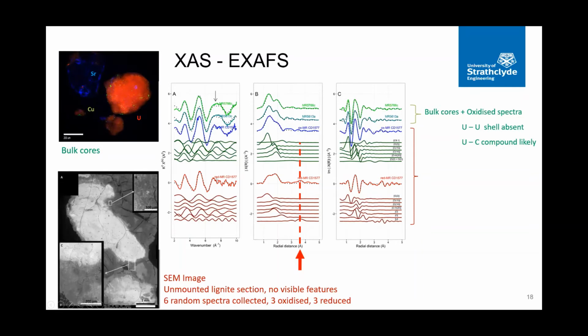In the reduced spectra, however, we see the hint of a uranium shell where it should be, at 3.8 angstroms, and on various trials that best fitted to coffinite, which is uranium-4, the silicate variation.